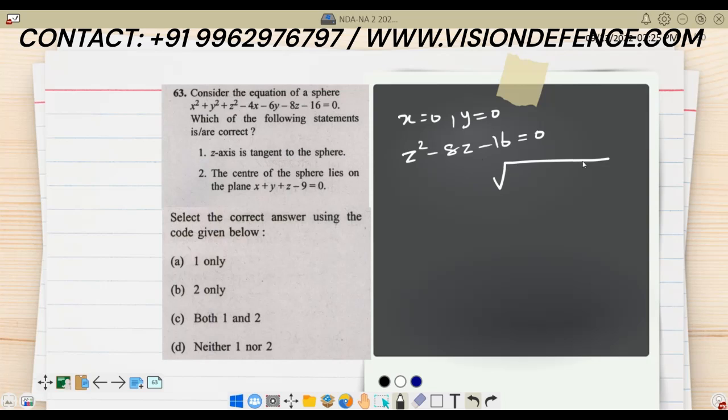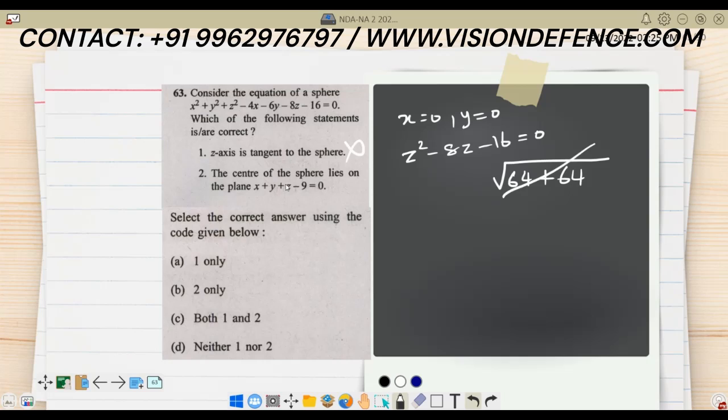So how to find it: the discriminant should be 0 for same roots. So let's check if the discriminant is 0. b square, that is negative 8 squared, which is 64, minus 4ac, that is 4 into a into c. This is negative, so it will be positive. It would be 64 plus 64. Of course, it's not a tangent, so this is wrong.